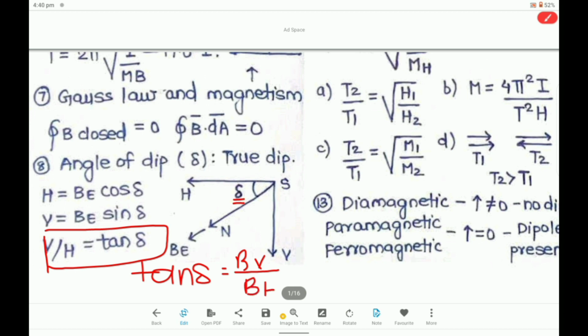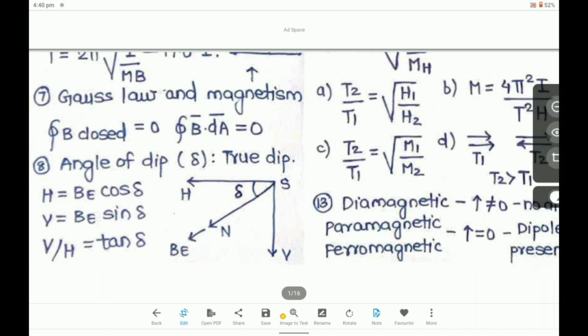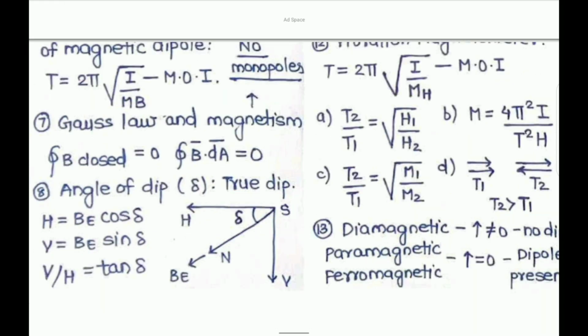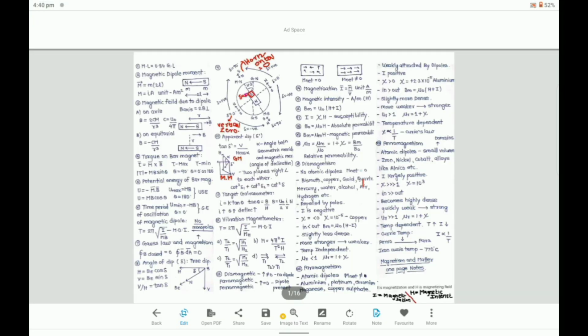Next, so simple here, horizontal magnetic field can be written as the magnetic field of the earth cos theta, and vertical magnetic field can also be written as b sin gamma, and horizontal magnetic field can be written as b cos gamma.